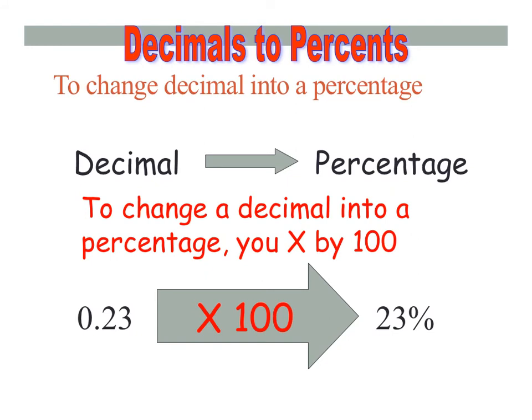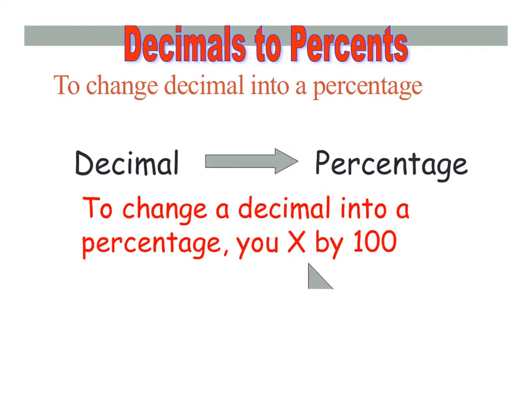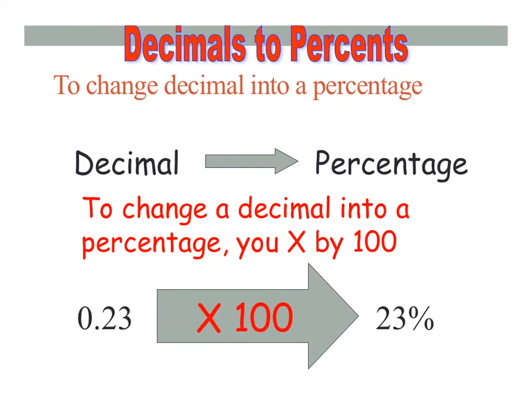On the other hand, if you are changing a decimal into a percent, you're going to do the other way around. So, from percent to decimal, 2 to the left. From decimal to percent, 2 to the right. You're multiplying by 100, so you move the decimal point 2 to the right.